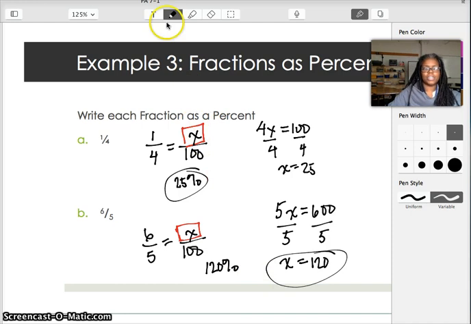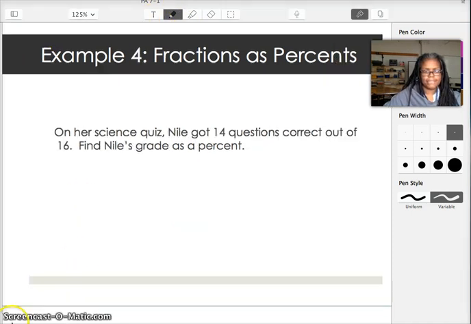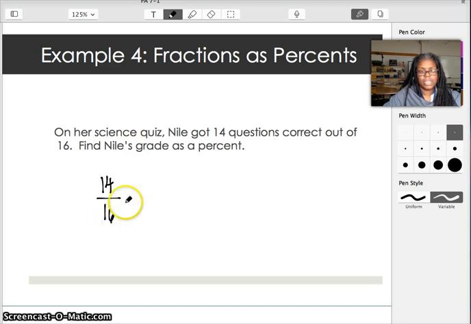All right, let's look at another example. Example 4, fractions as percents. On her science quiz, Niall got 14 questions correct out of 16. Find Niall's grade as a percent. And you guys, this is totally useful for us, right? When you have a test that's not out of 100, which most assessments aren't, you start off with the amount that you got correct out of the total amount, and that's going to be equal to X out of 100%.